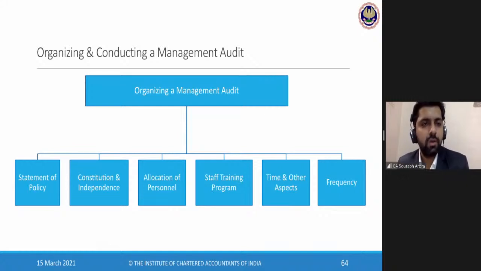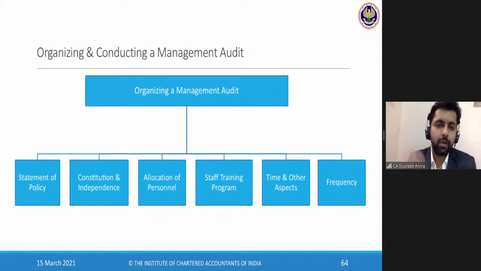So the first point is organizing a management audit. There are 6 elements to that: statement of policy, constitution and independence, allocation of personnel, staff training program, time and other aspects, frequency. Who will organize a management audit? The management. It is up to the management to organize these audits. And what should be the prerequisite of organizing these management audits? These are the elements that are the prerequisites for organizing a successful management audit in the organization.